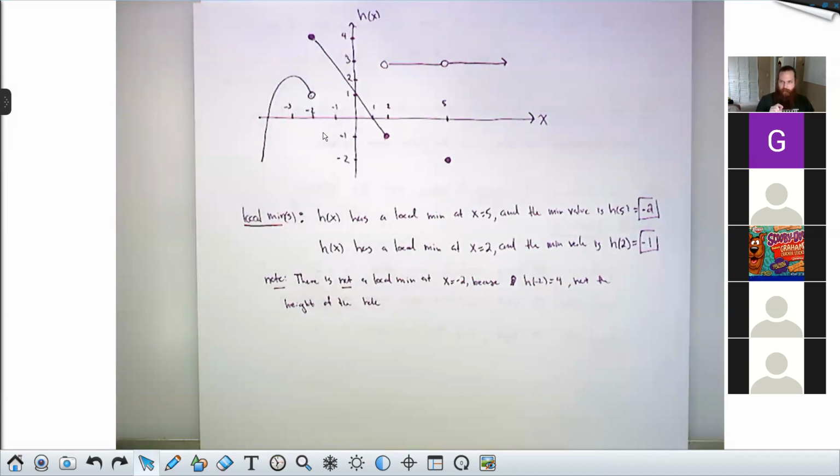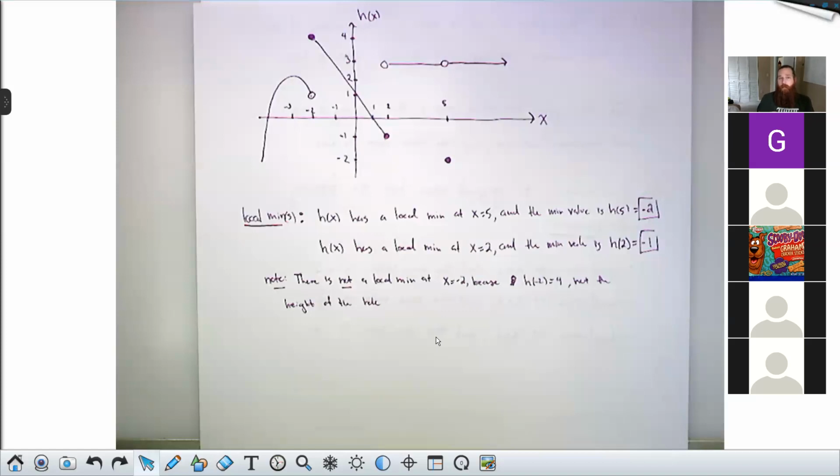Good, good. Yeah, we got to be a little bit careful. And the trick with that window is, remember, it's really a window of x values. So you can drag it as far down or as far up as you want to. The idea is that you're staying nearby in the horizontal. What does that last part of the sentence say again? There is not a local min at x equals -2 because h of -2 equals 4, not the height of the hole. All right, thank you. Yeah, I know my handwriting is not at all perfect.